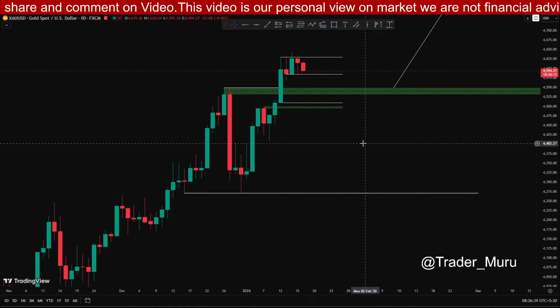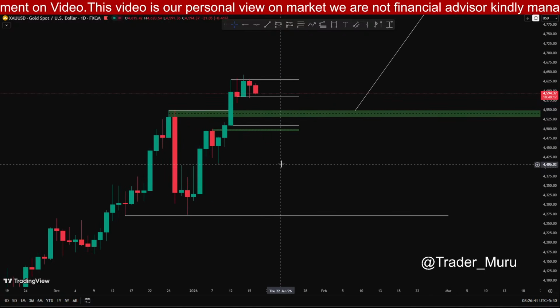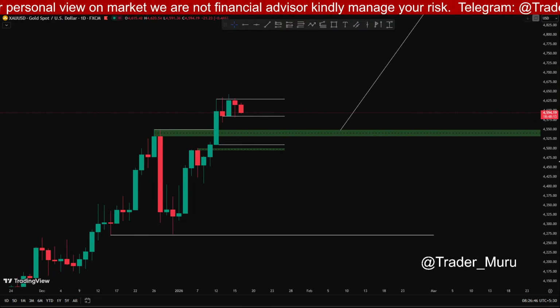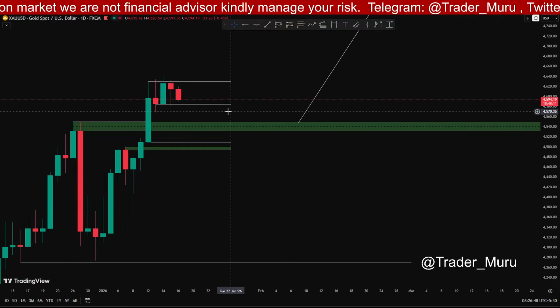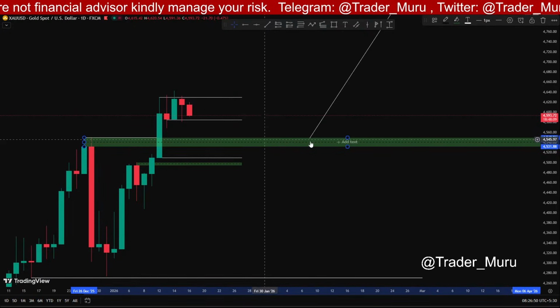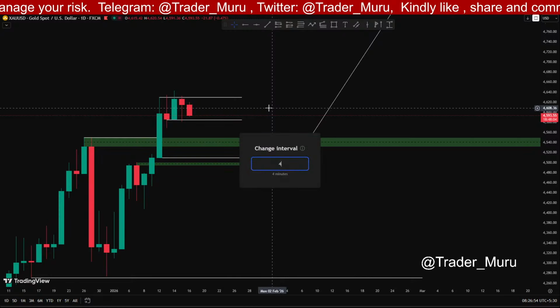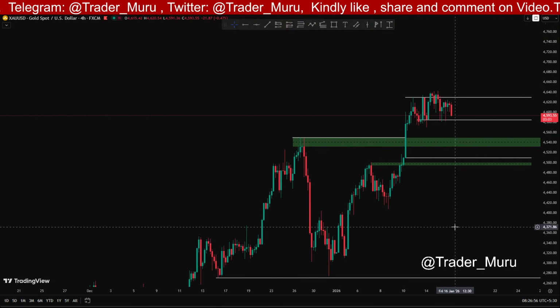Then price will be bearish. So according to daily time frame, today will close above 4550. Now let's see 4-hour time frame.